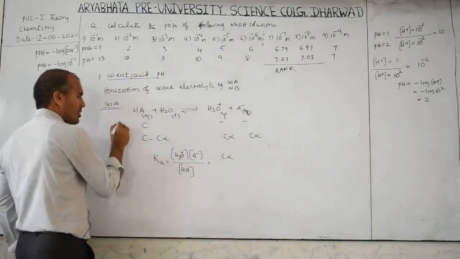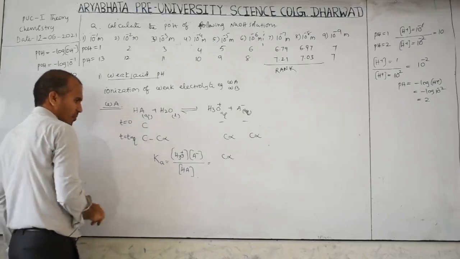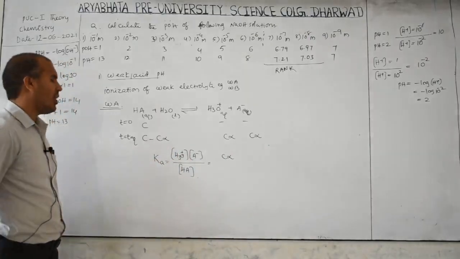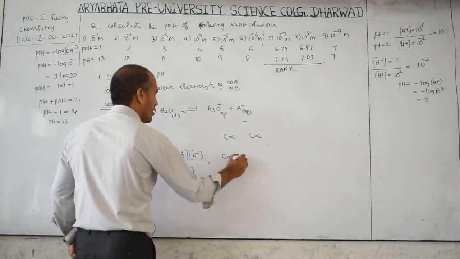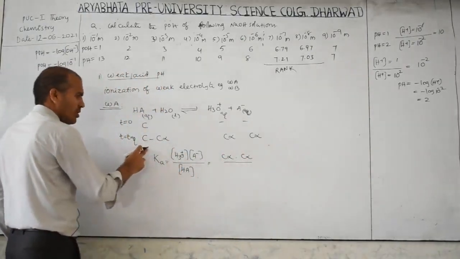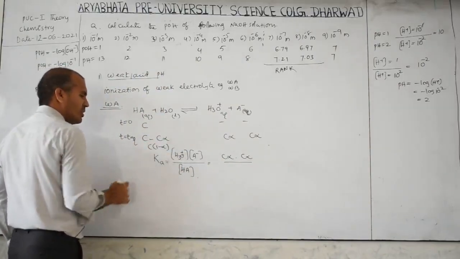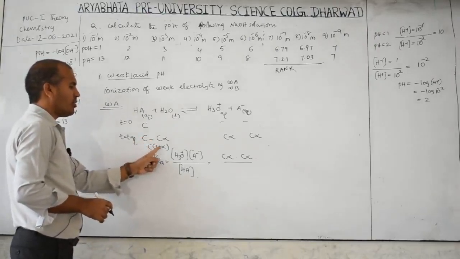at equilibrium. This is T equal to 0 time, this is T equal to T equilibrium time. Always we have to put the equilibrium concentration only in the equilibrium expression. Therefore C alpha, and A- also C alpha, by HA concentration. This is C into C alpha. This can be represented as C into 1 minus alpha. C taken common: C into 1, C minus C into alpha, C alpha.